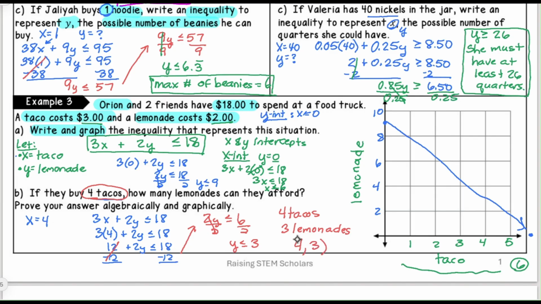That is my x, y. We said x was 4. We just found my y. So when we write that in XY format, we can graph this. So over here at 4 tacos and 3 lemonades, we're going to put a point right here. Okay. All right.